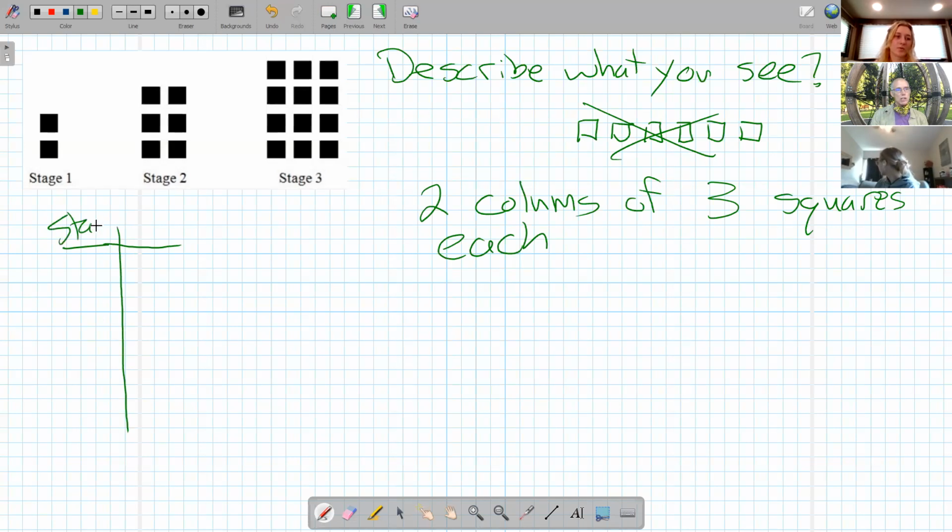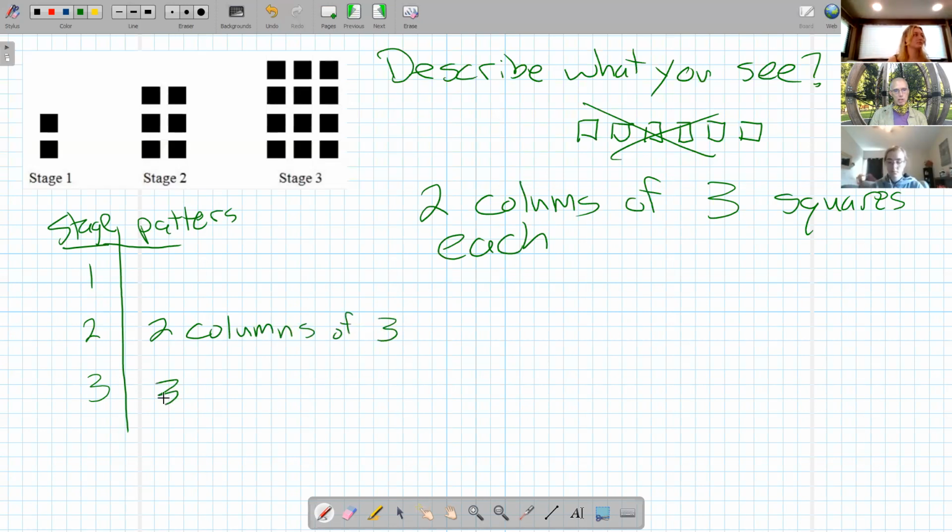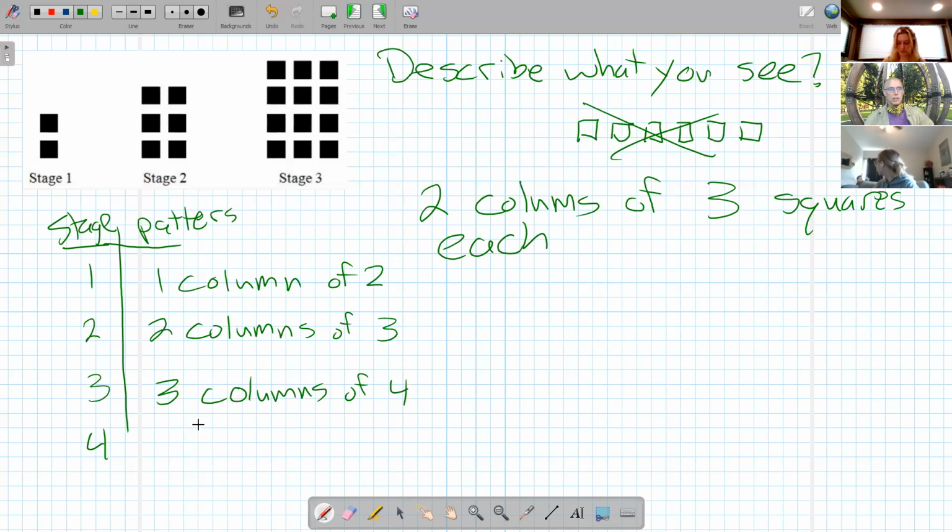So stage versus pattern. I'm going to skip 1 for a minute, 2, and then 3. So 2 columns of 3. And then this one, wouldn't that then be 3 columns of 4? And then this one would just be 1 column of 2. And then, so what would the 4th one be? 4 columns of 5. You guys rock.